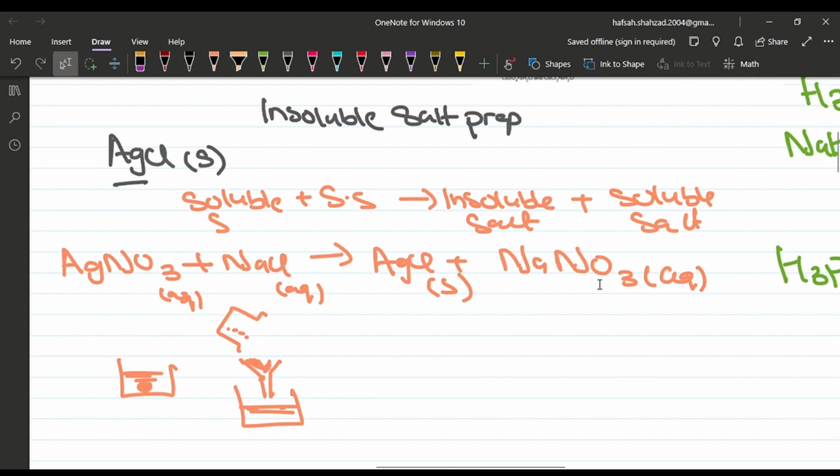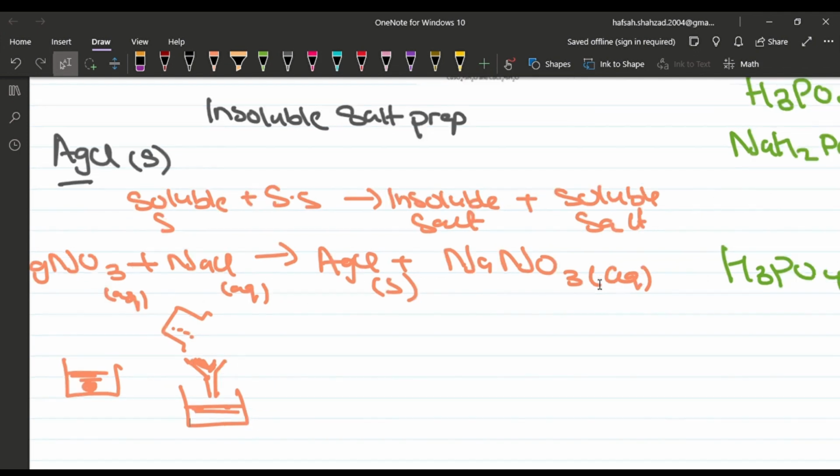That was all for insoluble salt preparation. It's a very simple topic, a very simple section. You just take two soluble salts, react them together, you have a precipitate, you filter it, and there you go, you have your insoluble salt with you. Coming on to soluble salt now.